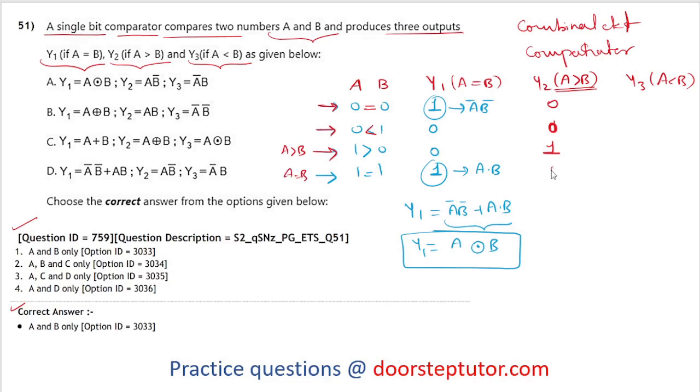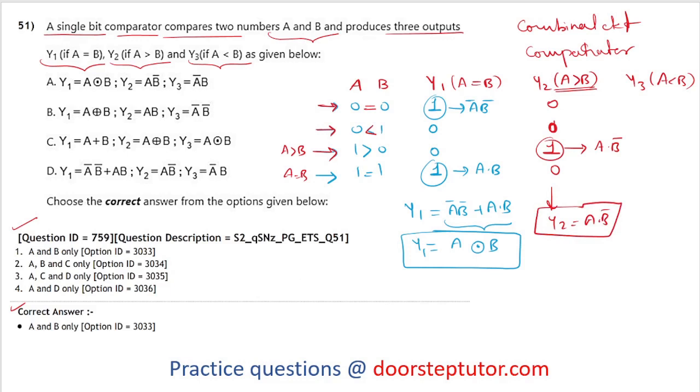If we have to write the expression of Y2, the minterm corresponding to this one will be A into B bar. So we can write Y2 from here as A into B bar. This is the expression for Y2 of this comparator.